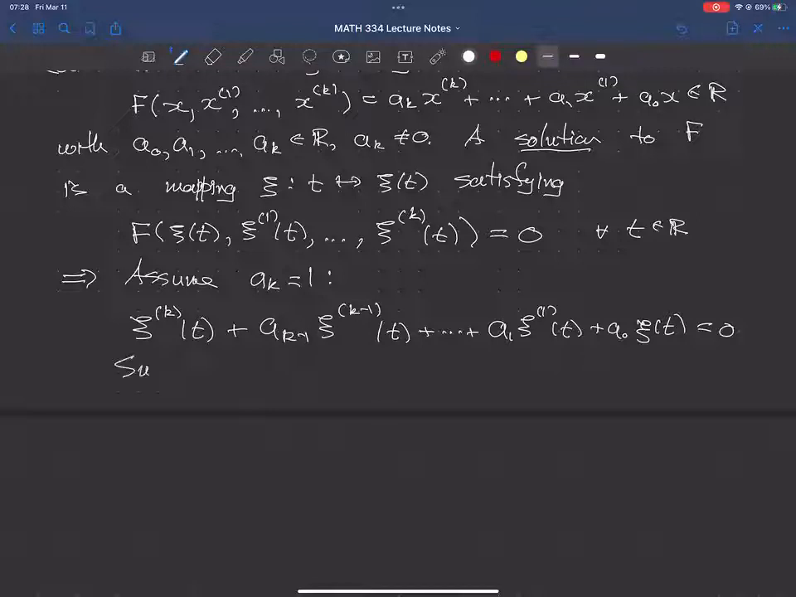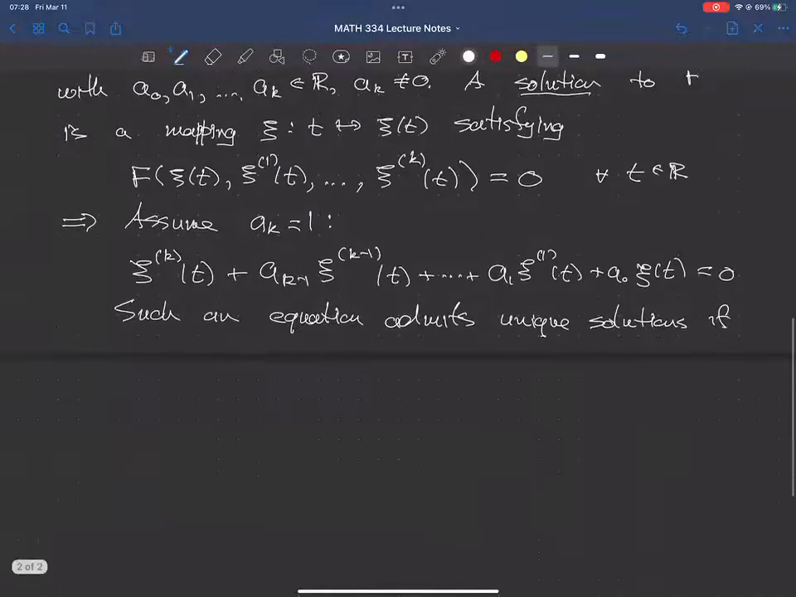Okay, so such an equation admits unique solutions if one specifies enough conditions on the solutions. And the way that we're interested in doing that is by specifying initial conditions at some time. Let's say, just to be concrete, let's say at time 0, okay? Actually, sorry, for the purposes of this general discussion, let me make it an arbitrary time, okay?